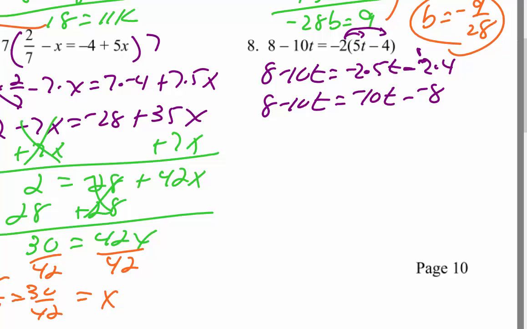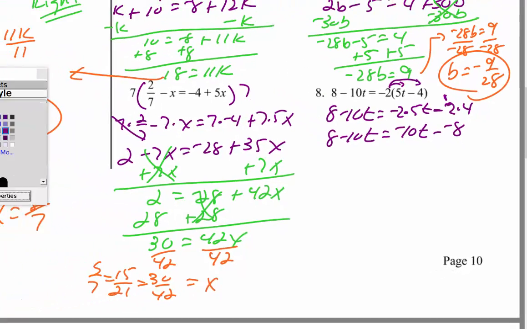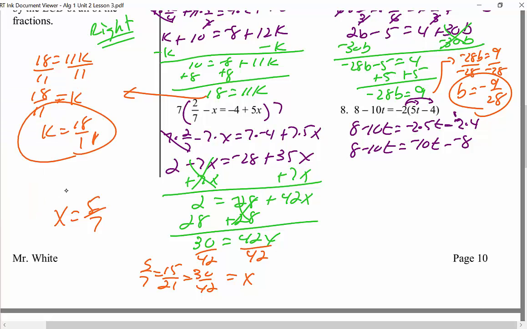So decide what side you want the t's on, the left or the right. Last time it was right, so we'll make it left. So we're going to add 10t to make the ones on the right go away. So those cancel. Minus 10t plus positive 10t, those cancel. You end up with 8 equals minus a negative. Minus a negative is a plus. Whoa! No variable!